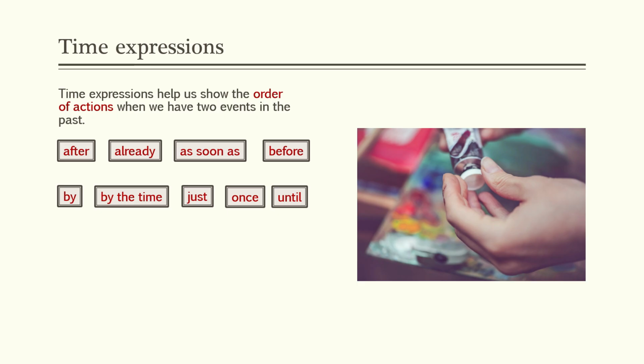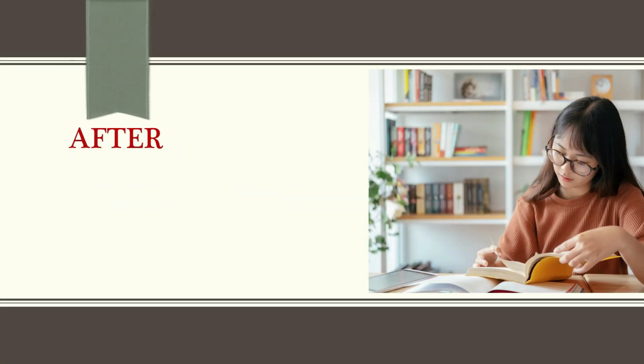Our first example uses the time expression after. She finished her homework after her brother had called her. The earlier action is her brother had called her. We use the past perfect to show this happened first. The later action is she finished her homework. This happened after the past perfect action.